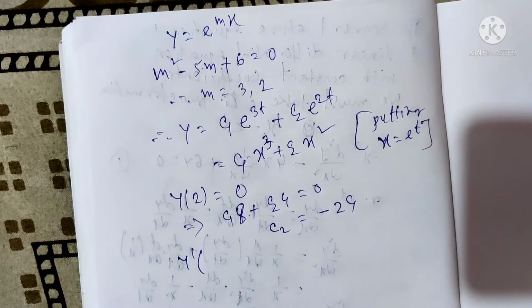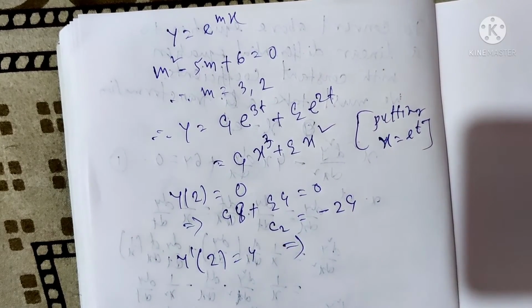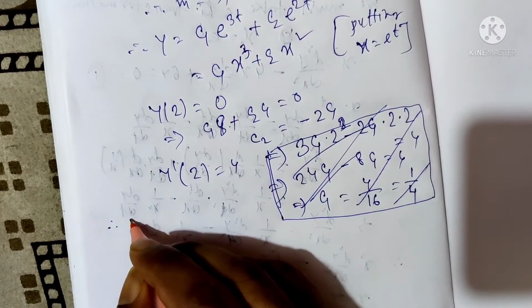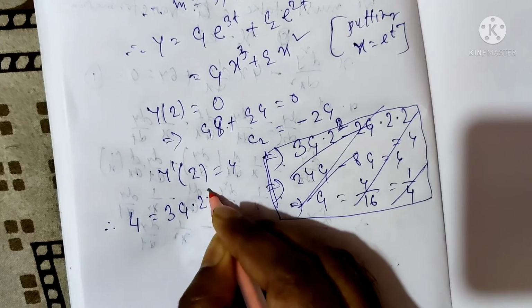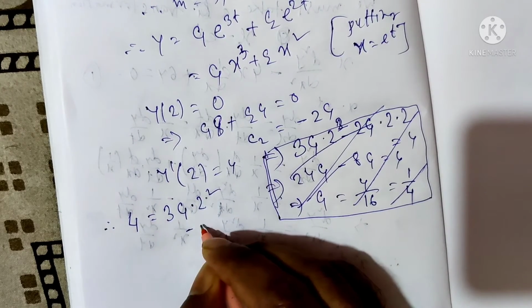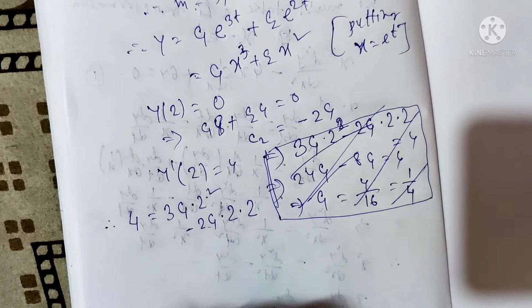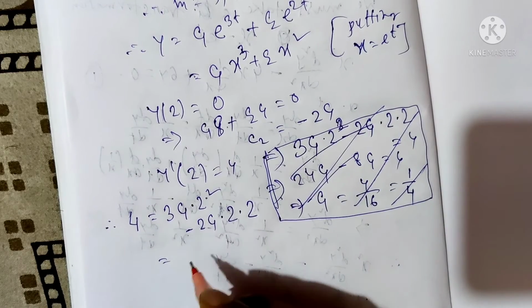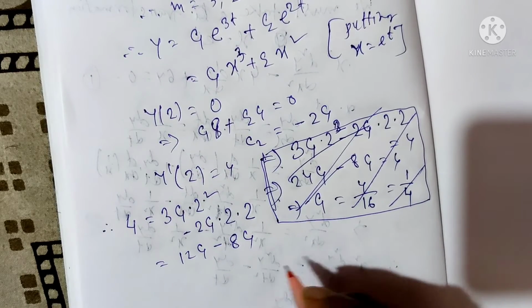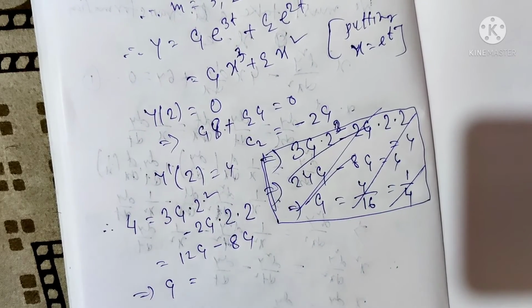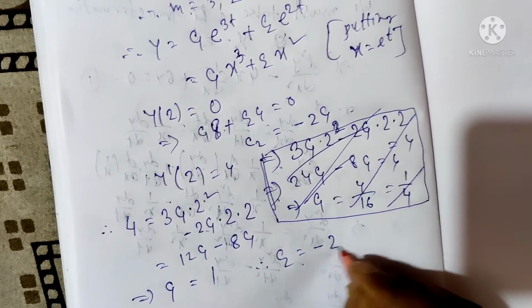y dash at 2 equals 4. That implies 4 equals 3c1 into 2 squared minus 2c1 into 2 into 2. That implies 12c1 minus 8c1, so c1 equals 1. Therefore, c2 equals minus 2.